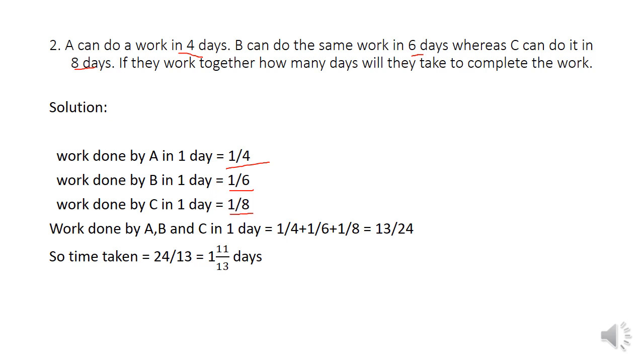The work done by A, B and C together in 1 day is, we have to add these three, that is 1 by 4 plus 1 by 6 plus 1 by 8. By adding this, we will get 13 by 24. This is the work done by A, B and C together in 1 day. So the time taken by A, B, C together to complete the work is the inverse of 13 by 24, that is 24 by 13. We can write it as a mixed fraction, that is 1 11 by 13 days.